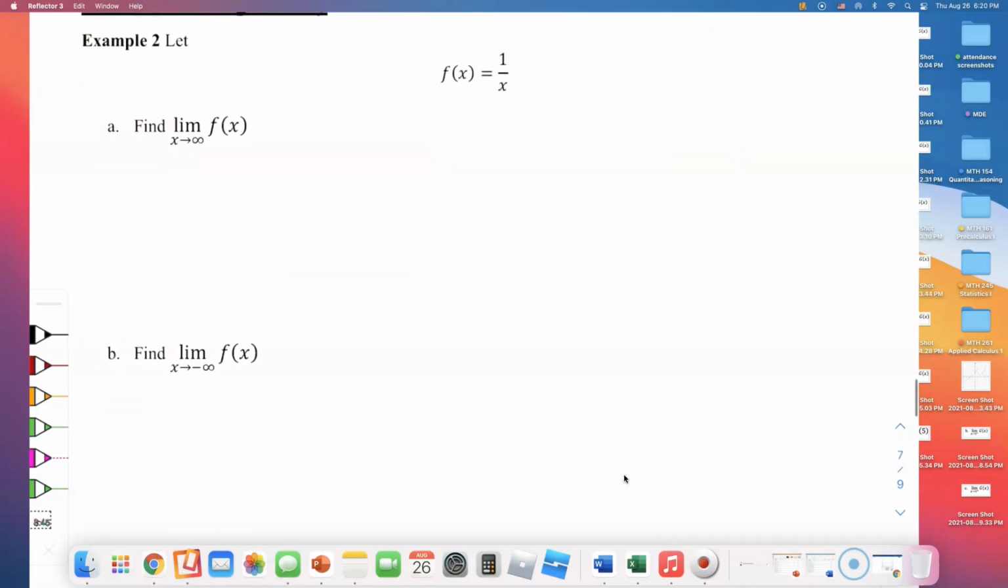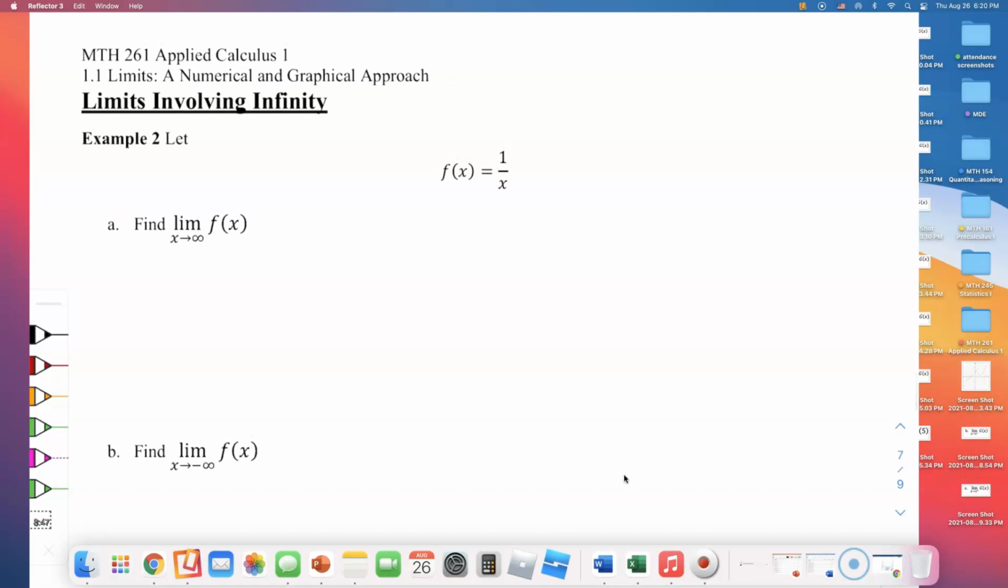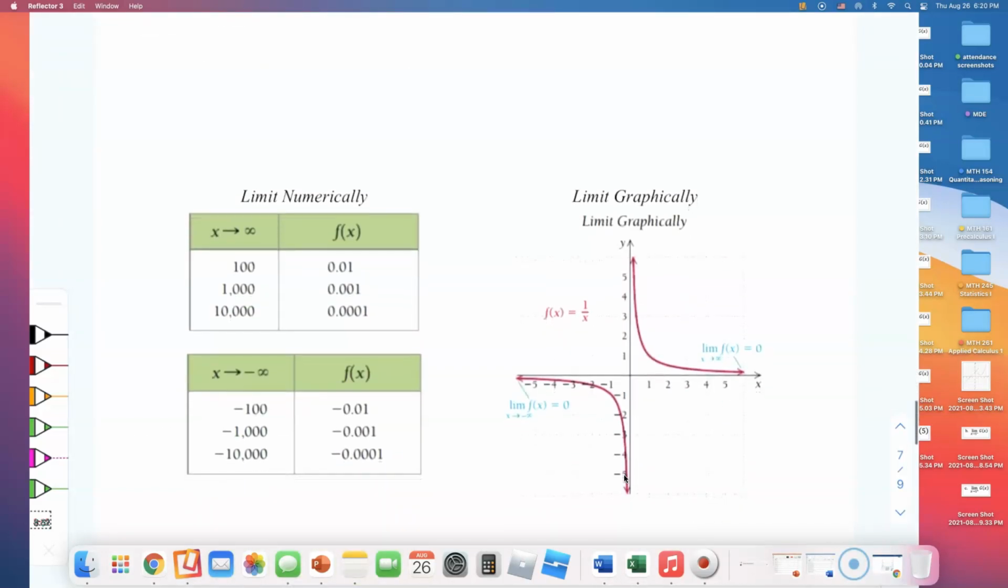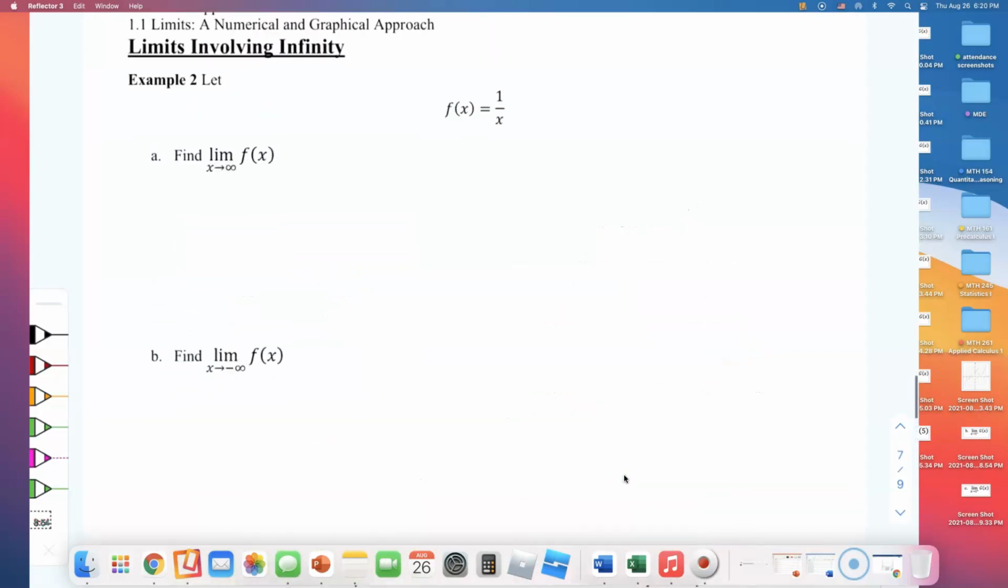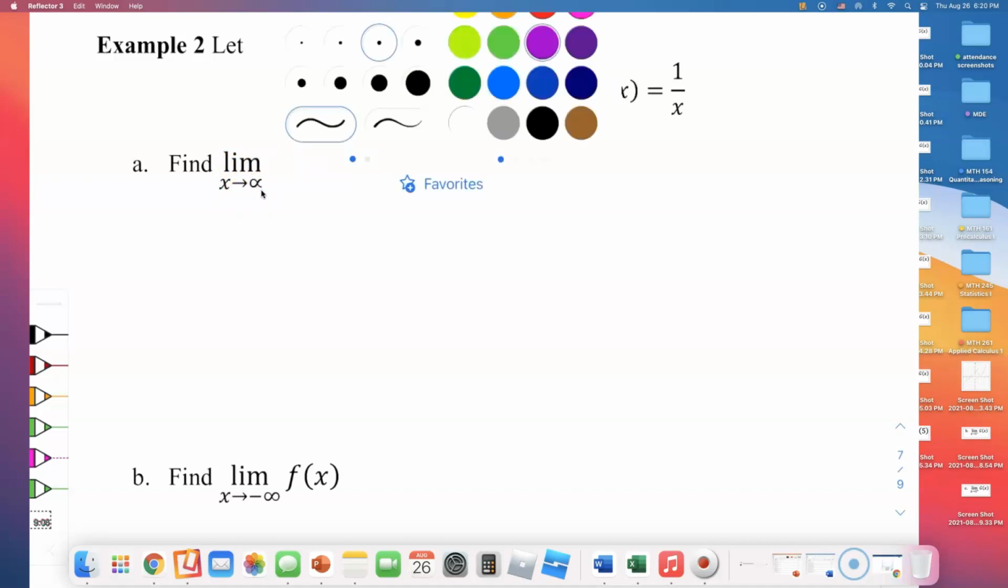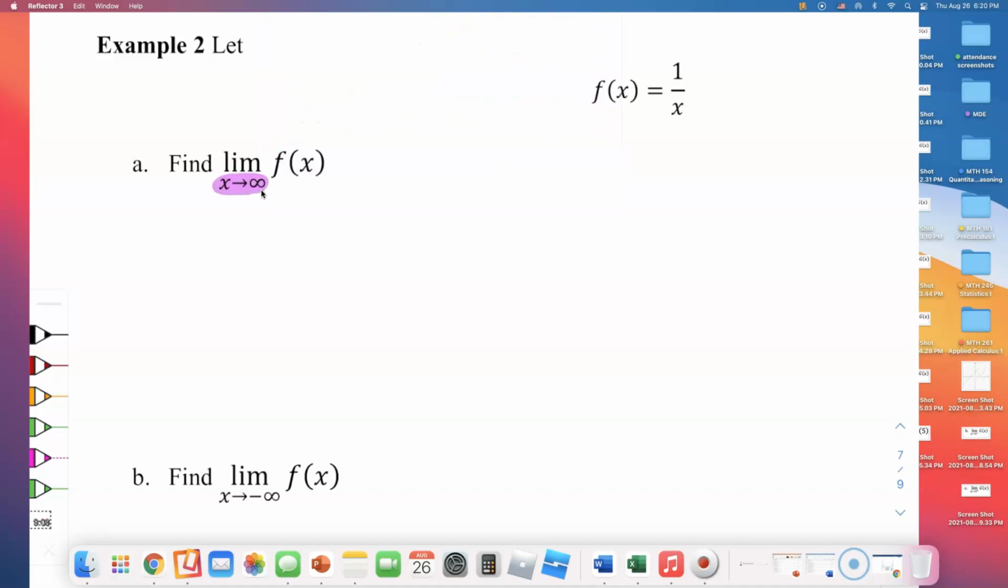Now, did they give us a graph or a table for this? Yeah, they did down here, but I think these are slightly different. So let's take a look. Let f of x equal 1 over x. It says find the limit of f of x as x approaches, let me highlight this, this is so important.